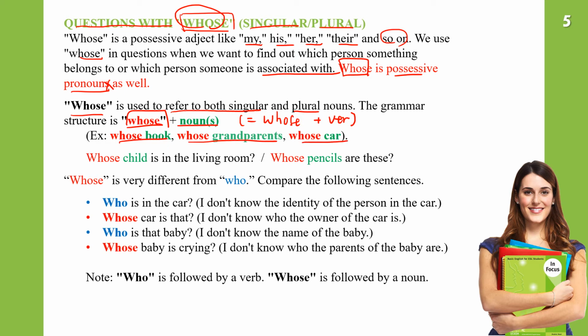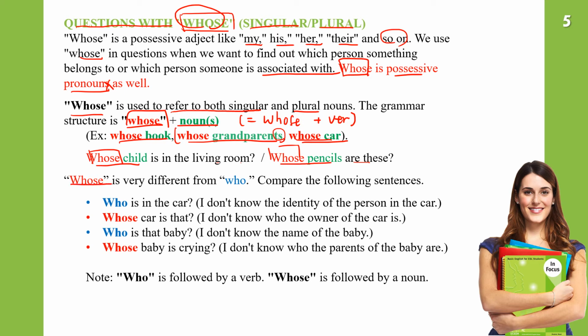Whose book, whose grandparent, whose car. So whose book is this? Whose grandparents are this? And whose car is this? Whose child is in the living room? Whose pencils are these? So these whose, they both are functioning as a possessive adjective.